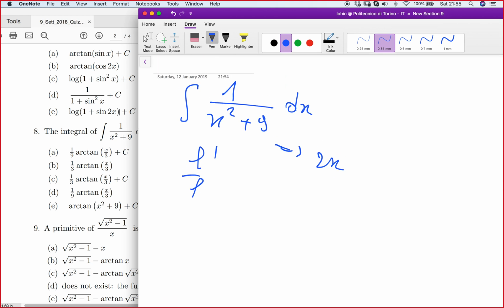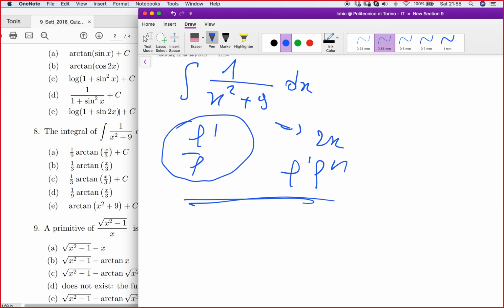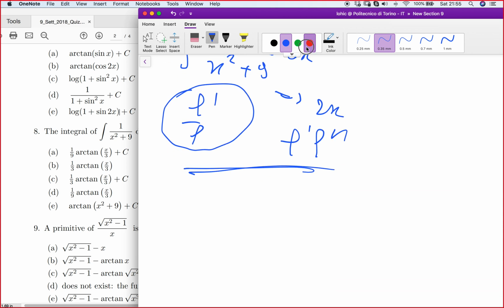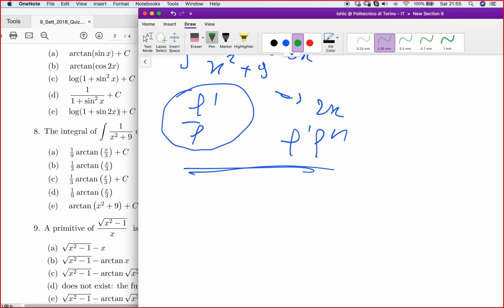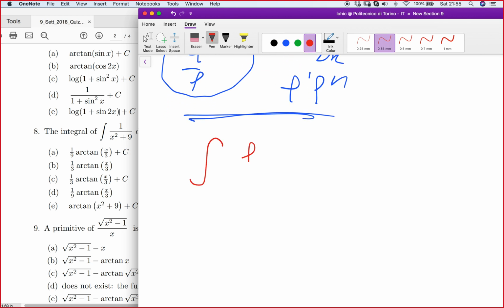So it's not this form, and it's not even the form f prime times f to the power n, so there is no way to use these two formulas. But now I will remind you of a new formula that says the integral of f prime over 1 plus f squared dx is the arctan of f plus c, okay?